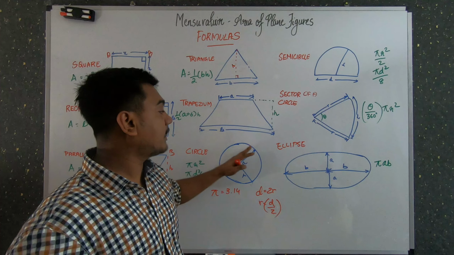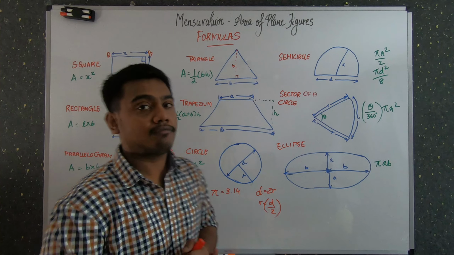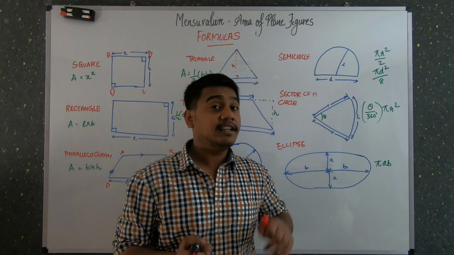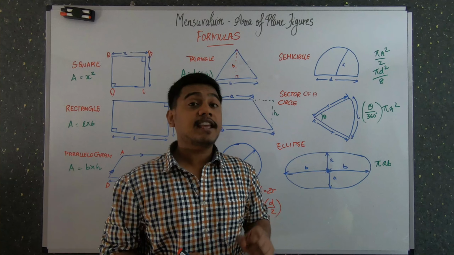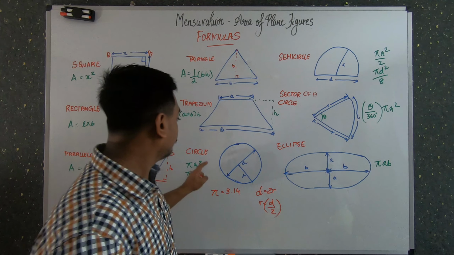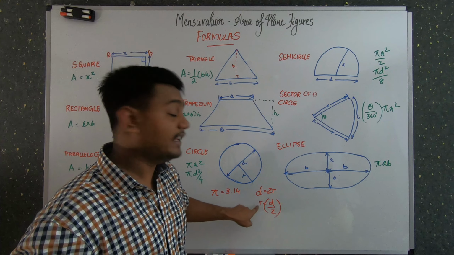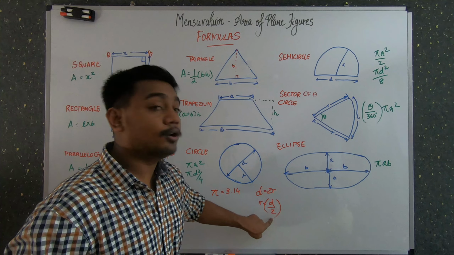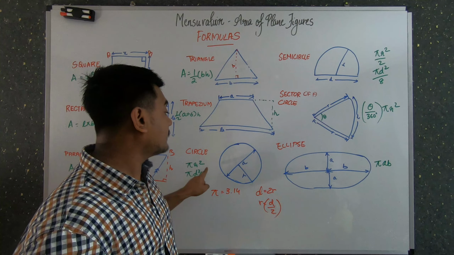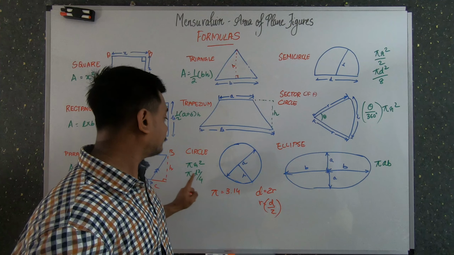Here I have drawn a circle and marked D and R. D is the diameter of the circle and R is the radius of the circle. These are related by D is equal to 2R, so R is equal to D by 2. The area of a circle is given as pi r square.